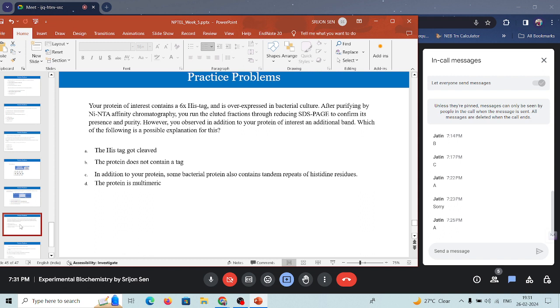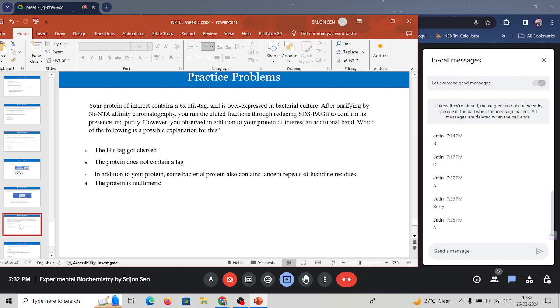So what is the question telling? You have a protein of interest that is tagged with 6x histidine, and that overexpresses very well in your bacteria. Now when you have performed nickel-NTA chromatography, you have got a very nice peak, and then you run it in the SDS-PAGE. In the presence of SDS, you run your protein to see whether your protein is there or not. And when you observe that particular gel image, you see that an additional band has suddenly arisen. So what is the explanation for that particular situation?